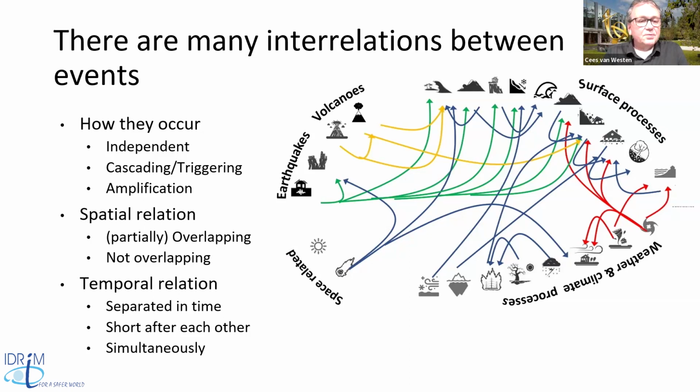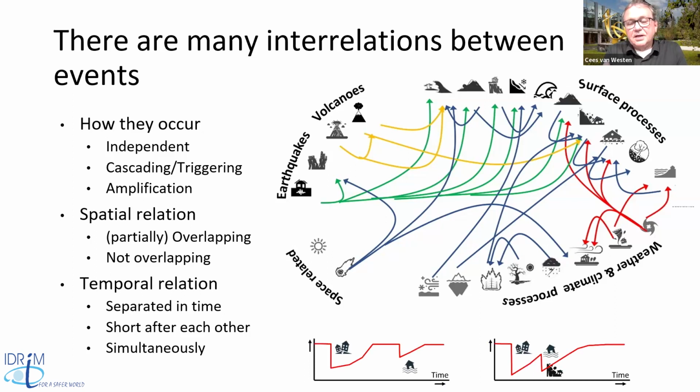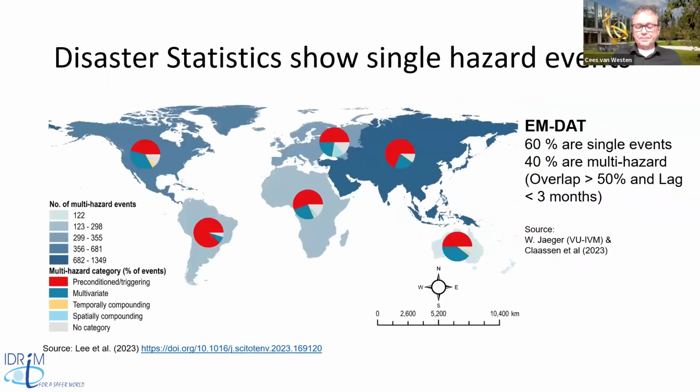And also quite important is we look at the temporal relationship. Are these events, even though they might be the same or different, separated in time and happen independently from each other, or might they also happen shortly after each other, as illustrated in the figure, so that one might occur while the recovery from another event is still going on? So, what we call consecutive events, or they might occur simultaneously. These would have quite different impacts in terms of the effect that they would have.